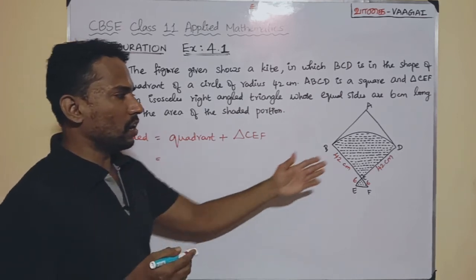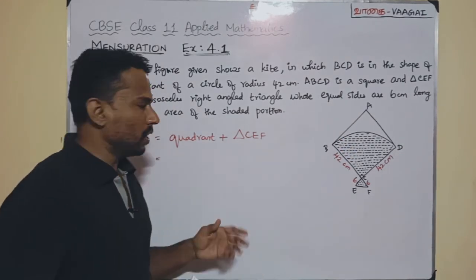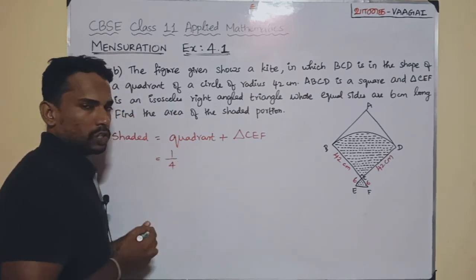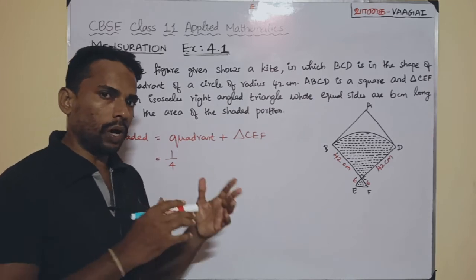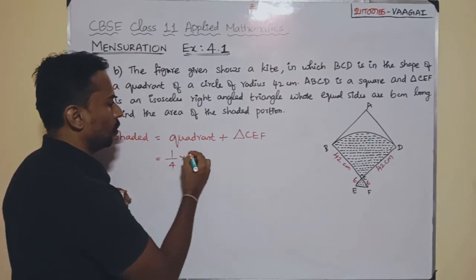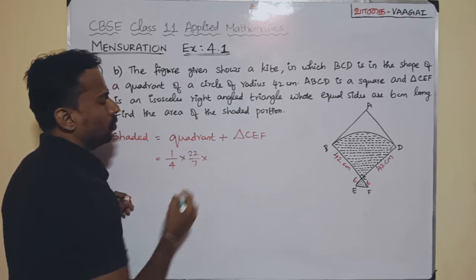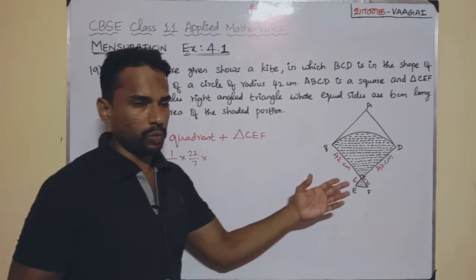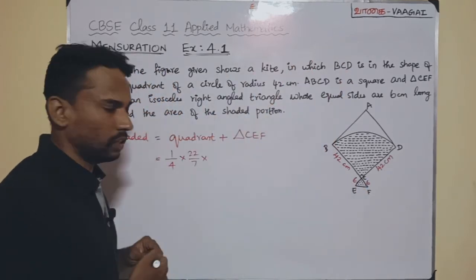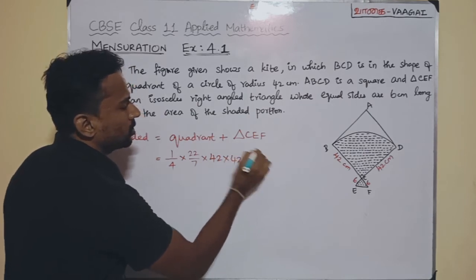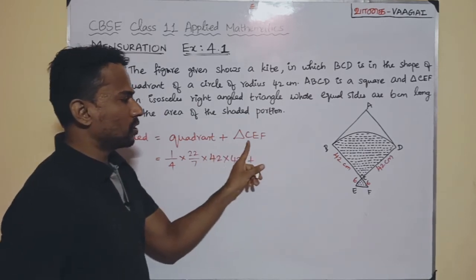Now what about the area of a quadrant? We have seen many problems before. Area of a quadrant, how do you find it? We'll be finding it as 1/4 of, because quadrant of a circle means quarter, 1/4 portion of a circle. So 1/4 of pi r square. So 22/7 into, what about r square here? What is r here? R is 42, radius is 42. They also mentioned there in the question, right? So 42 into 42 plus, now we'll come to this triangle CEF.